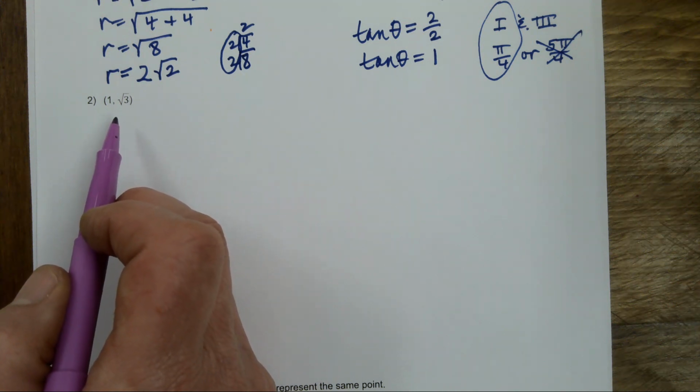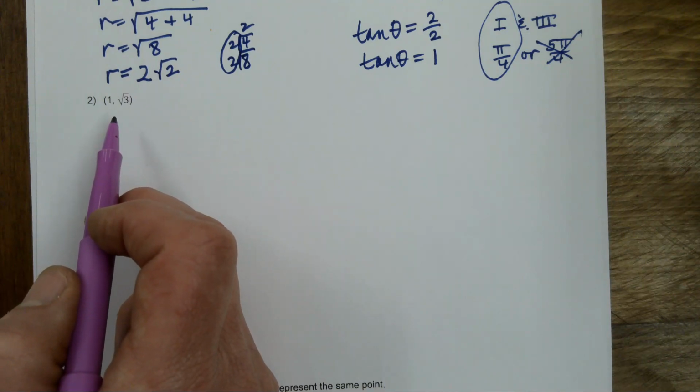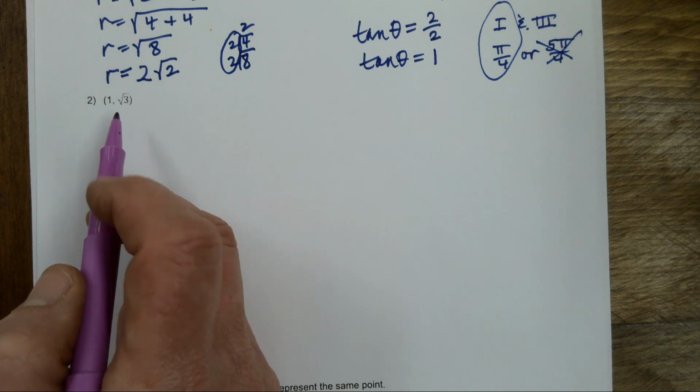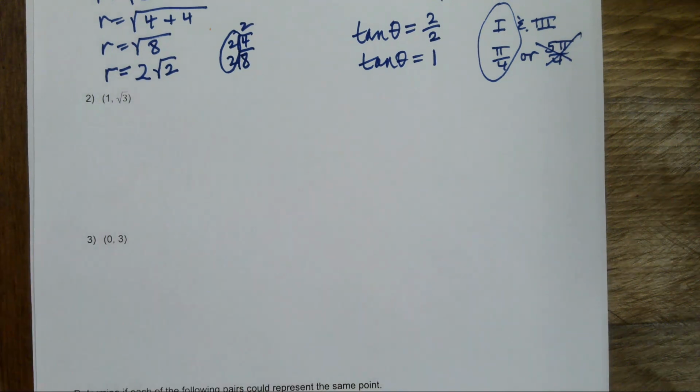If you were to take a guess, which one do you think it is? Pi over 3 or pi over 6? Anybody say pi over 3? Anybody say pi over 6? Anybody too afraid to answer because they're just not sure? You guys quit talking to me. What's going on? Okay.